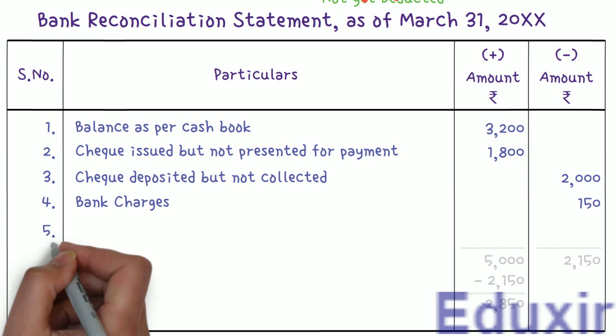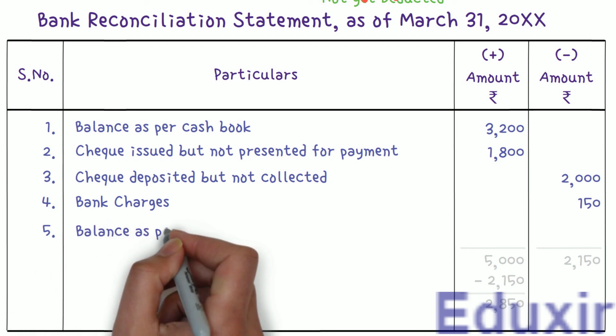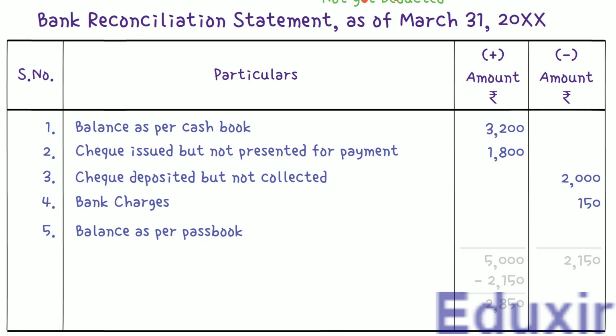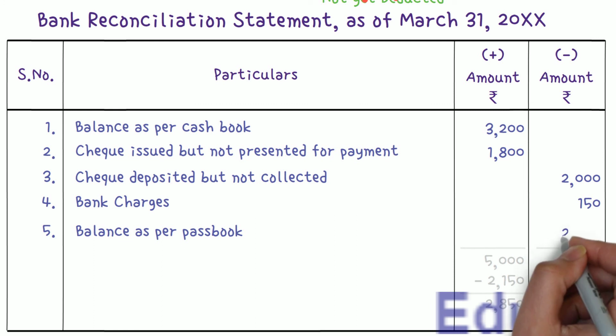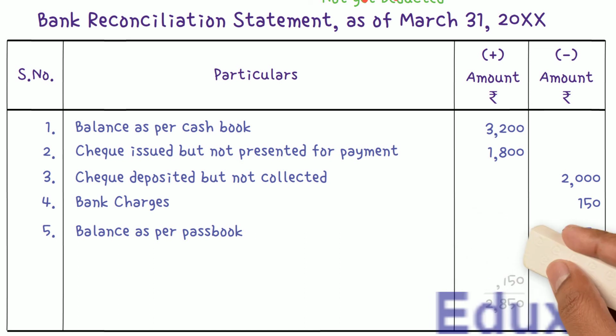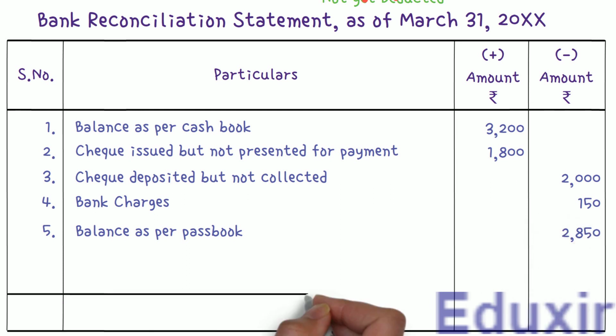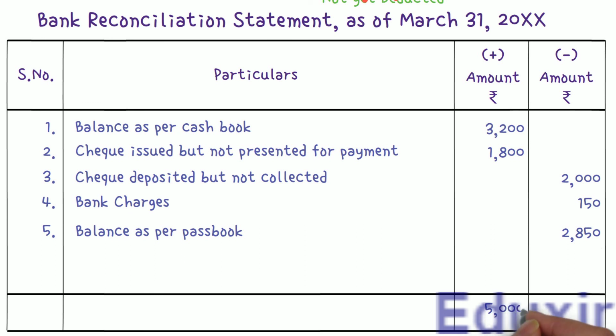Let us first write the serial number. Let us then write the particulars as balance as per passbook. As we have started with the cash book balance, we need to write the passbook balance of 2850 rupees in the negative amount column. That completes the recording of these details into the bank reconciliation statement, and we have come to the end of this solution. Now the total of all the entries in the plus amount column is 5000 rupees. Similarly, the total of all the entries in the minus amount column is 5000 rupees.